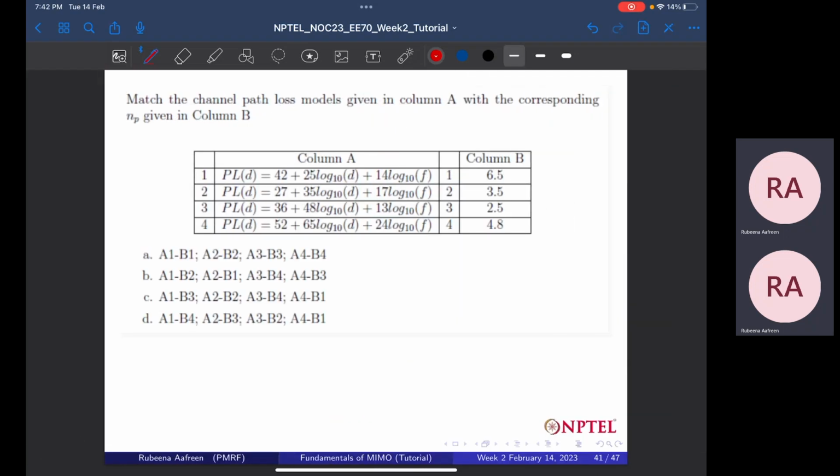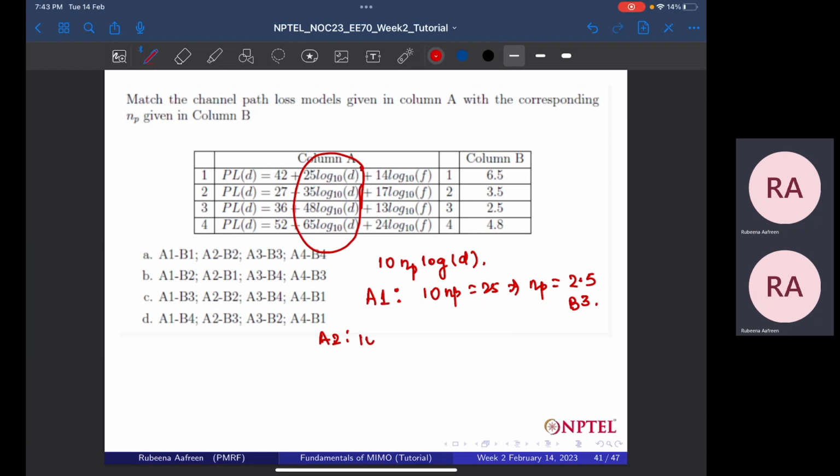Now this is saying match the channel path loss models with a given NP. So as we discussed earlier, this term is always 10 times NP into log of D. So we will just focus on these terms. Here in the first case, A1, 10 NP is 25, which implies path loss exponent will be 2.5. So for A1, it would be B3.